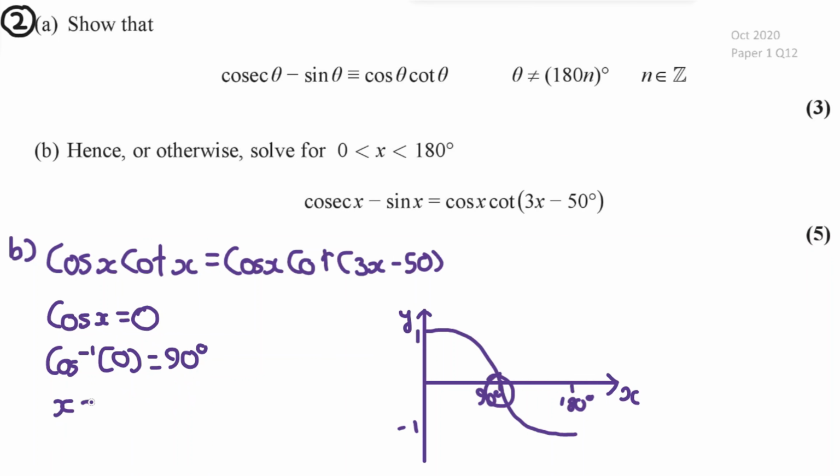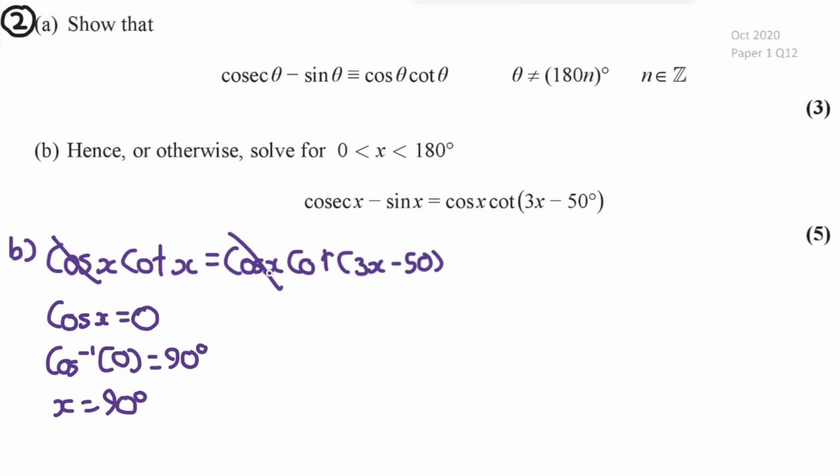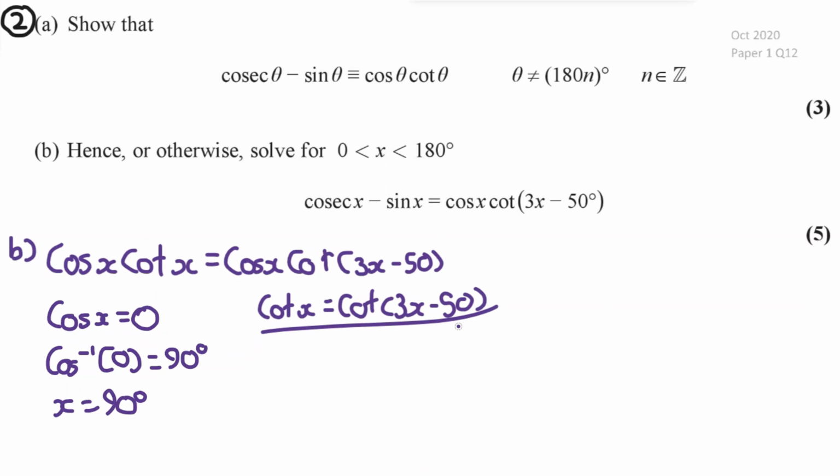So therefore, the only solution for cos of x is equal to 0 is 90 degrees. And now what the mark scheme does is it divides both sides by cos of x to get cot of x is equal to cot of 3x minus 50. Now the reason I've always thought that you shouldn't divide by cos of x if cos of x could be equal to 0 is because if you solve this you will get the correct solutions, but you will be missing this solution here when x is equal to 90 degrees.